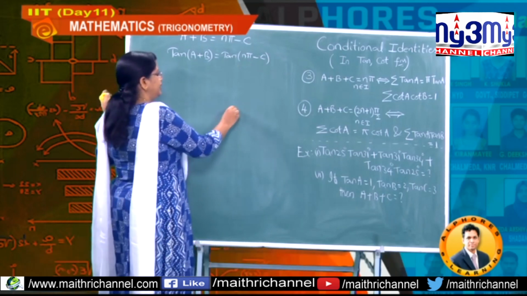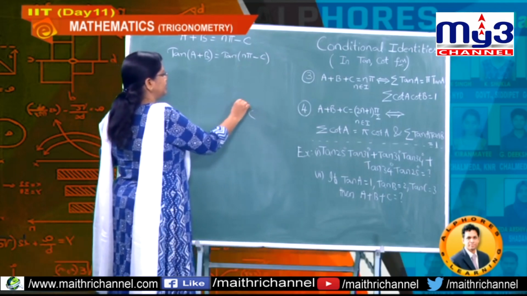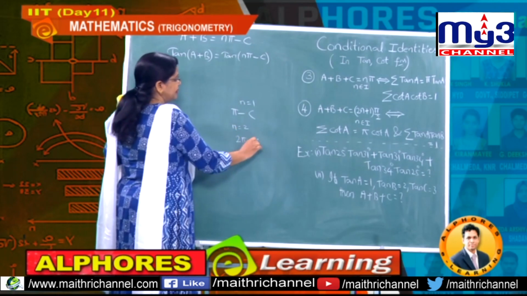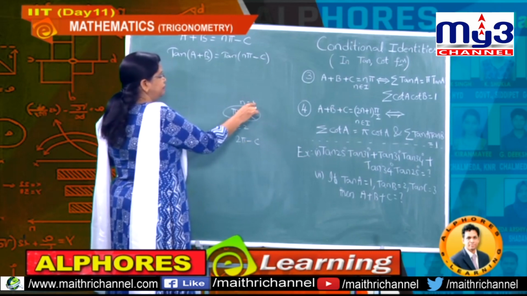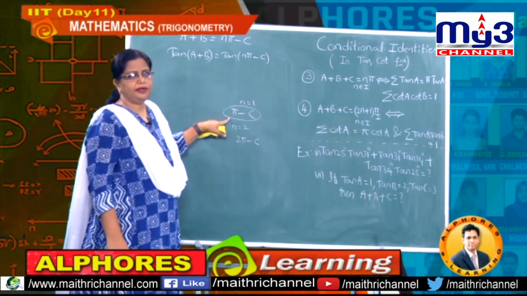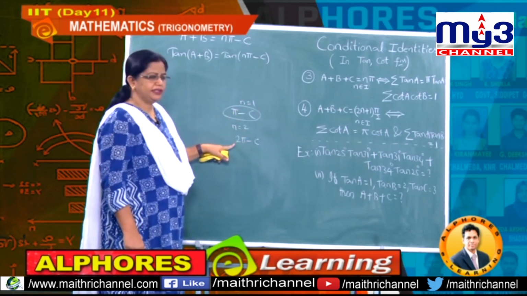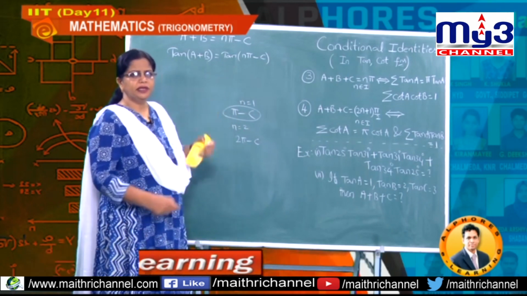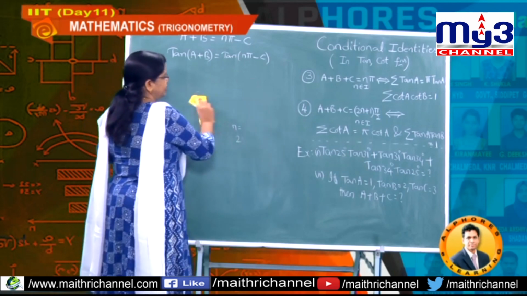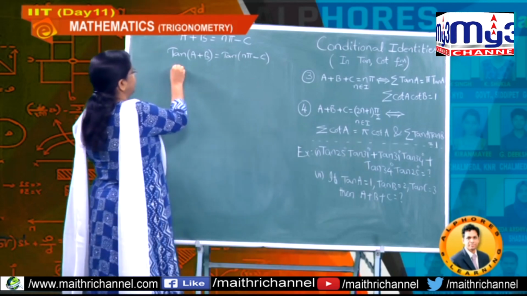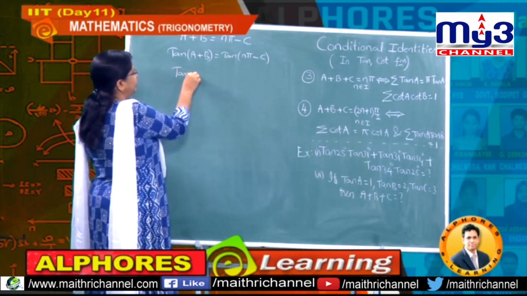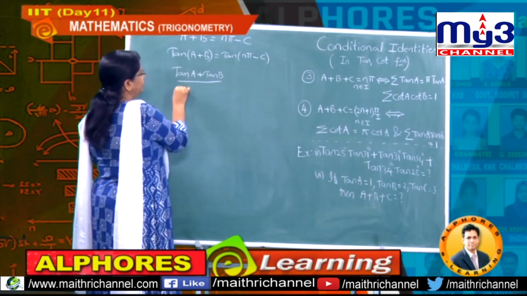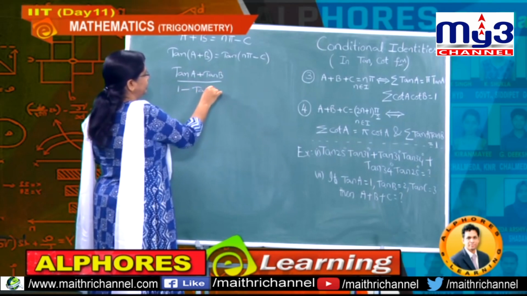So if I take n equal to 1, then it is pi minus c, and if I take n equal to 2, it is 2 pi minus c. Pi minus c, for odd value, is in the second quadrant; for even value it is in the fourth quadrant. As a result, the tan answer is negative. Hence, what is the value of tan(a plus b)? The formula I am writing: tan a plus tan b whole divided by 1 minus tan a tan b.